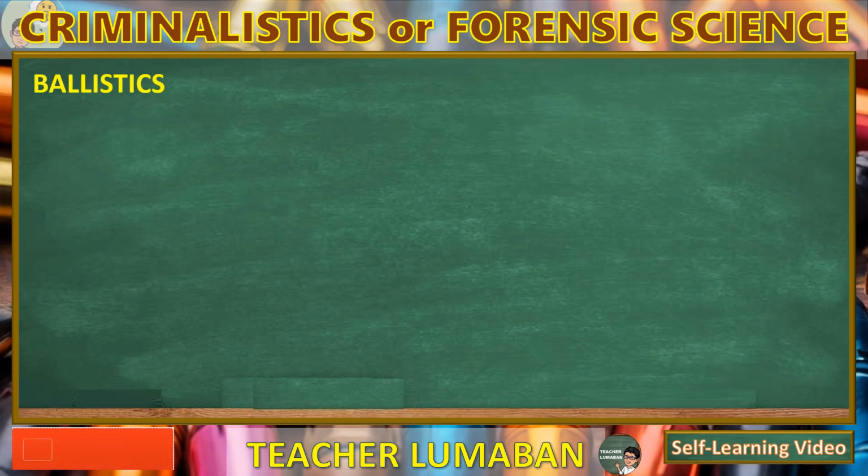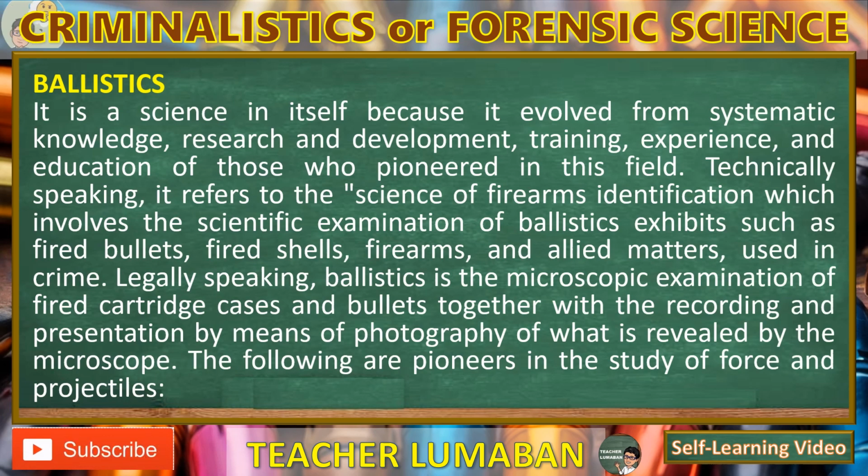Ballistics. It is a science in itself because it evolved from systematic knowledge, research and development, training, experience, and education of those who pioneered in this field. Technically speaking, it refers to the science of firearms identification, which involves the scientific examination of ballistics exhibits such as fired bullets, fired shells, firearms, and allied matters, used in crime. Legally speaking, ballistics is the microscopic examination of fired cartridge cases and bullets together with the recording and presentation by means of photography of what is revealed by the microscope. The following are pioneers in the study of force and projectiles.